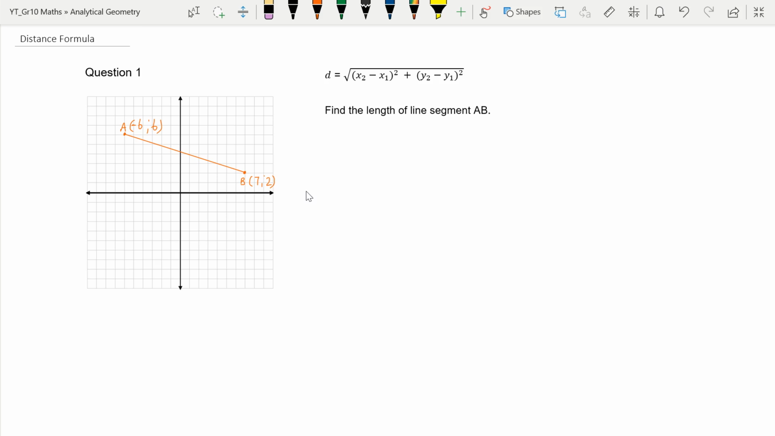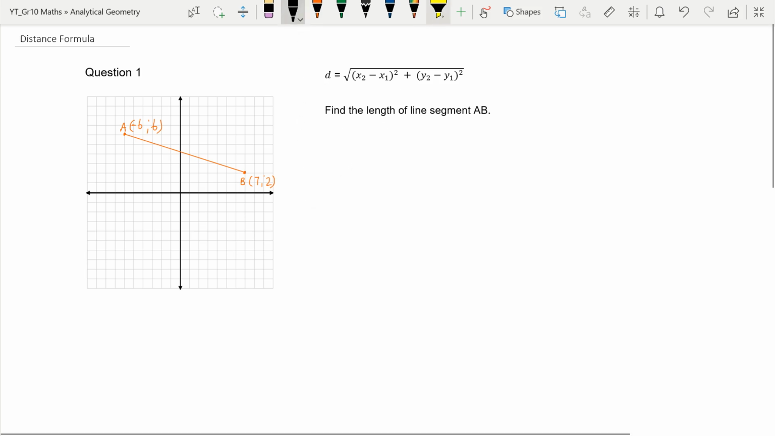And then for the second example, we're just going to look at where we have to work backwards a little bit, or think in reverse, as I like to say, is where they give us the length of the line, but somewhere else there's missing information that we need to find. So let's go.